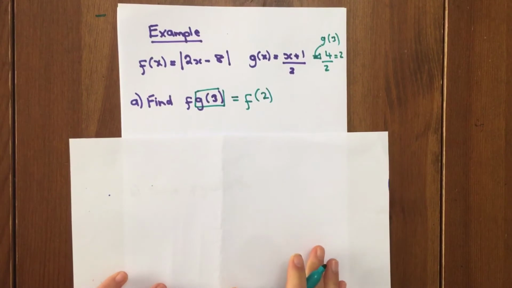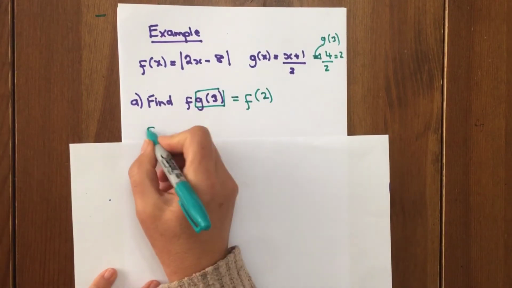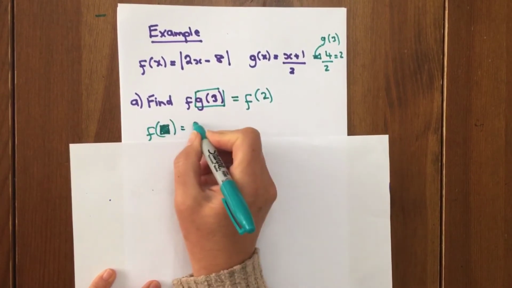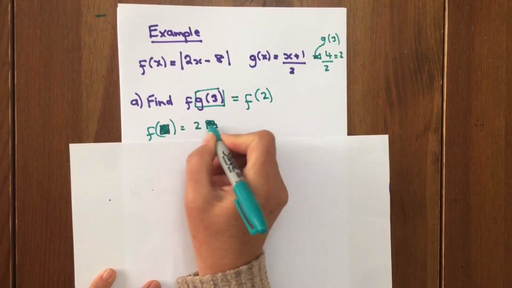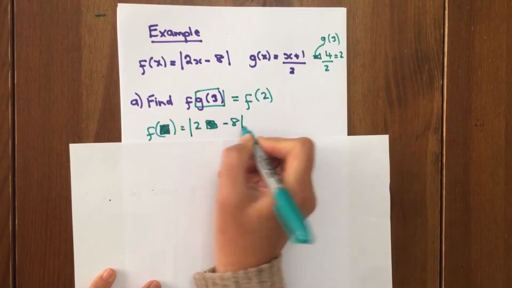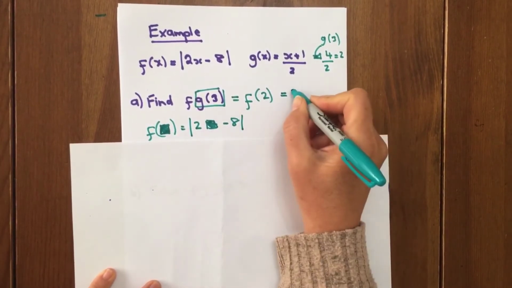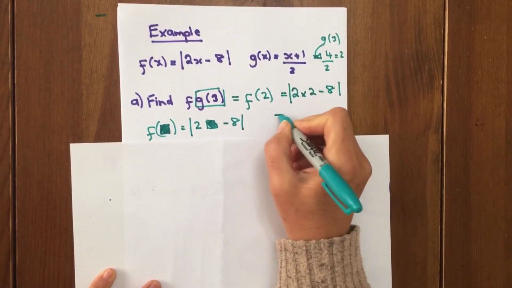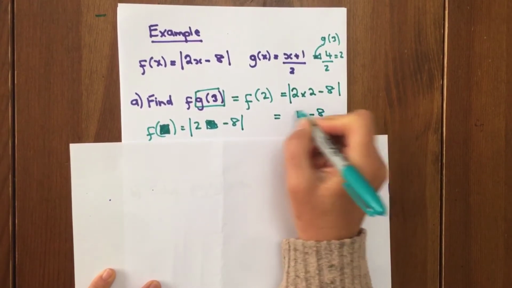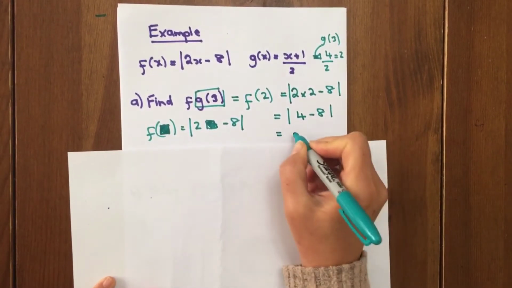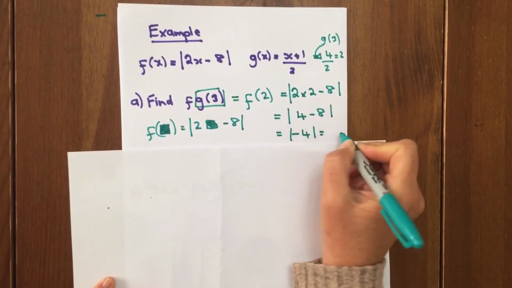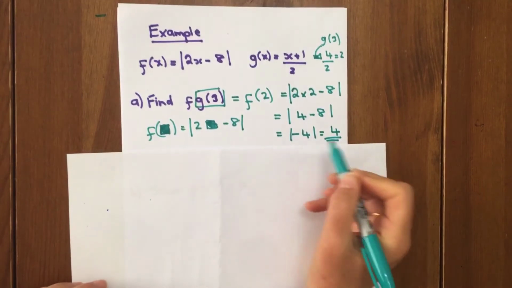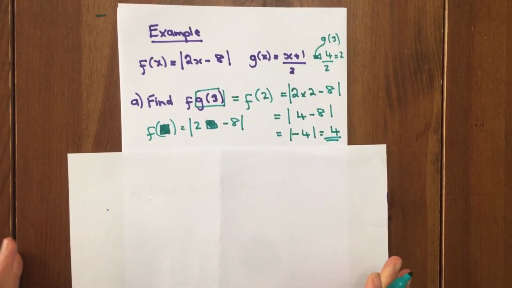Now I'm doing f on 2. So remember, f of the box, whatever's in my box, equals the modulus of 2 lots of the box minus 8. So I'm replacing the box with 2. So 2 times 2 take away 8, and it's the modulus of it. So 4 take away 8, the modulus of negative 4, which we know we take the positive part of that negative 4. So my answer is just 4.